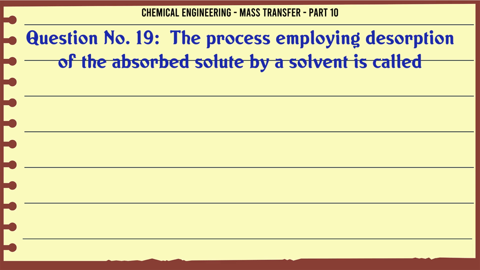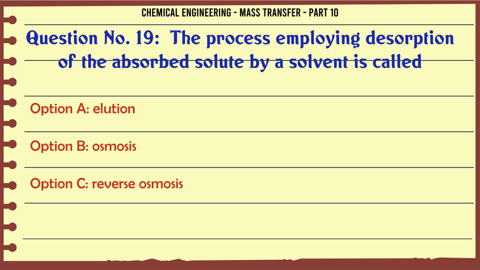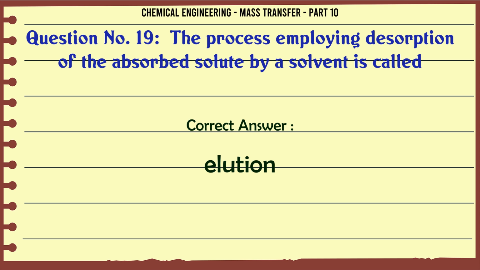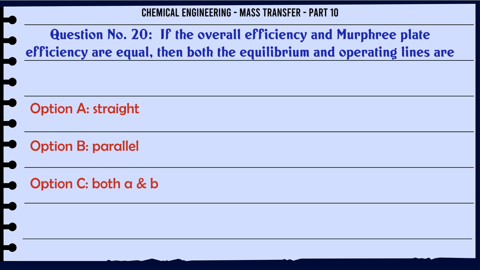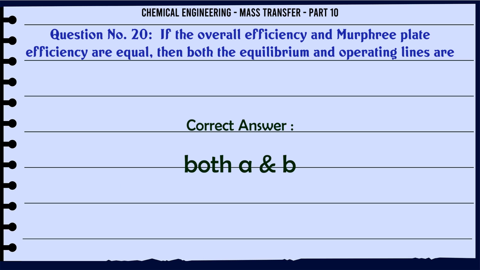The process employing desorption of the absorbed solute by a solvent is called A. Elution. B. Osmosis. C. Reverse osmosis. D. Sublimation. The correct answer is elution. If the overall efficiency and Murphree plate efficiency are equal, then both the equilibrium and operating lines are A. Straight. B. Parallel. C. Both A and B. D. Neither A nor B. The correct answer is both A and B.